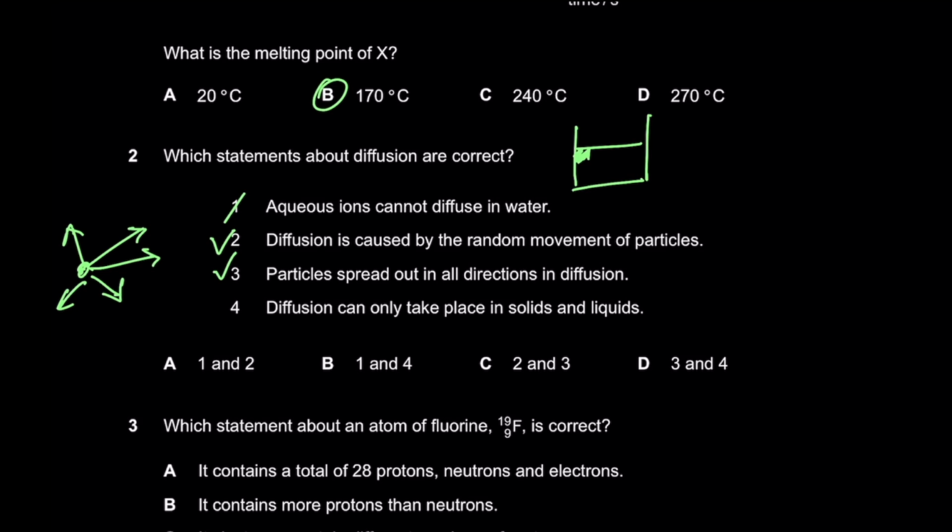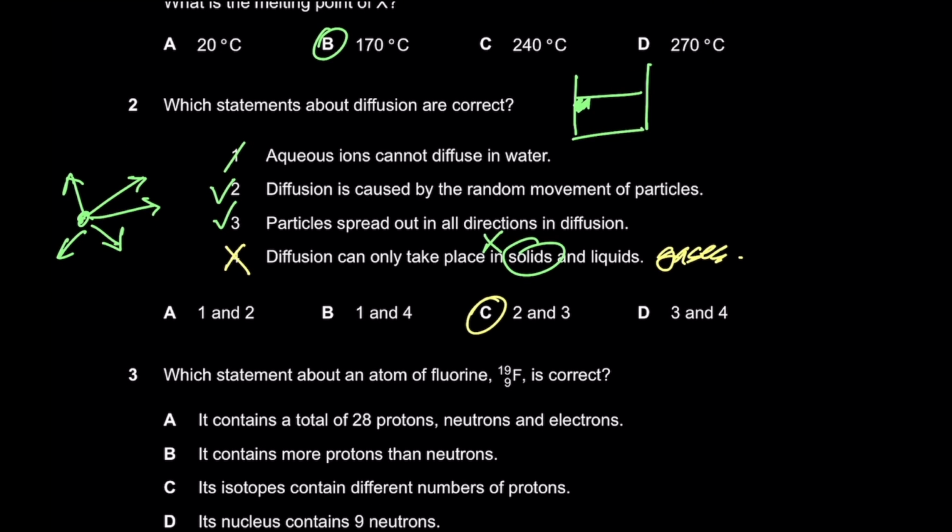Diffusion can only take place in solids. No sir, diffusion does not take place in solids because solid particles cannot move. They vibrate about a fixed position. And even if you did not know this, you could have easily eliminated MCQ 4 because you would have understood that diffusion also takes place in gases. So 2 and 3 are correct, therefore C is the correct option.